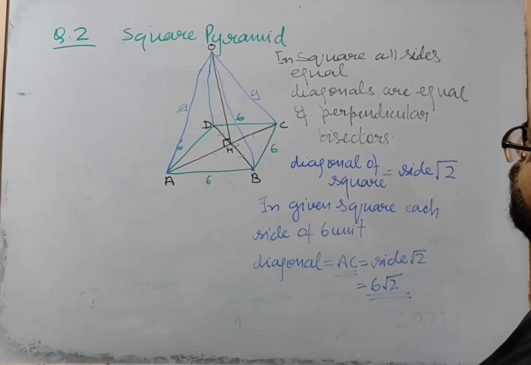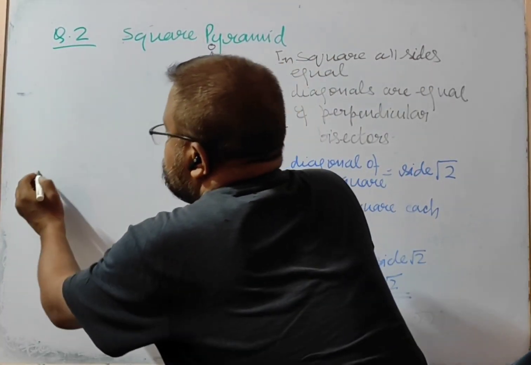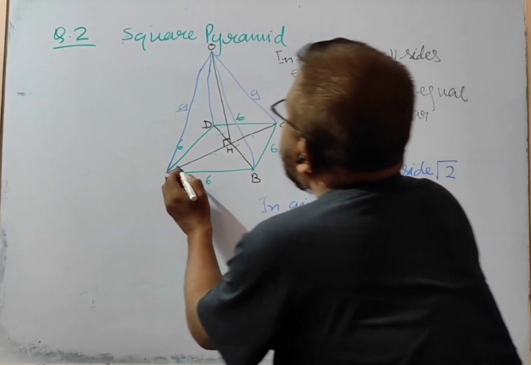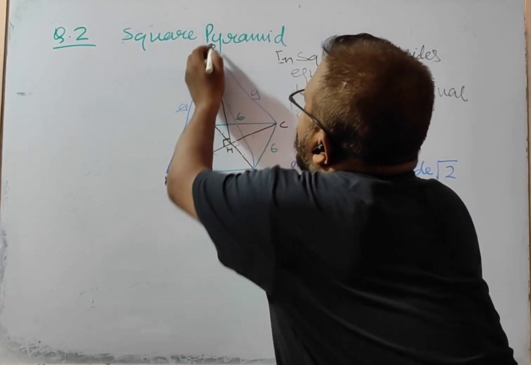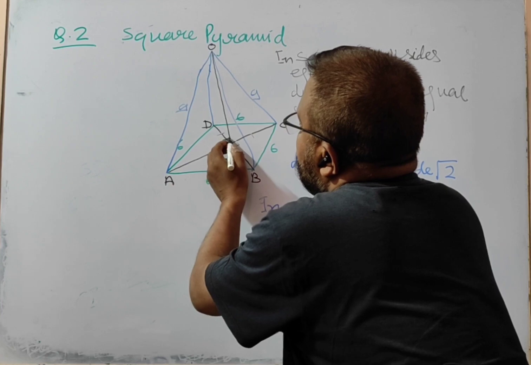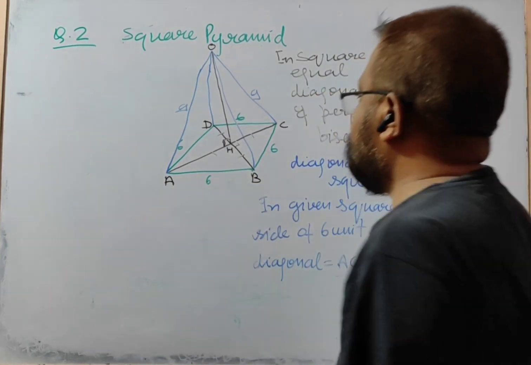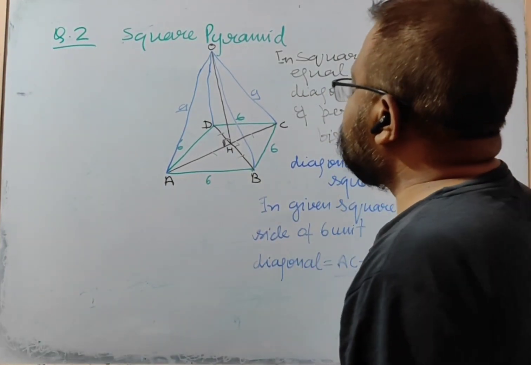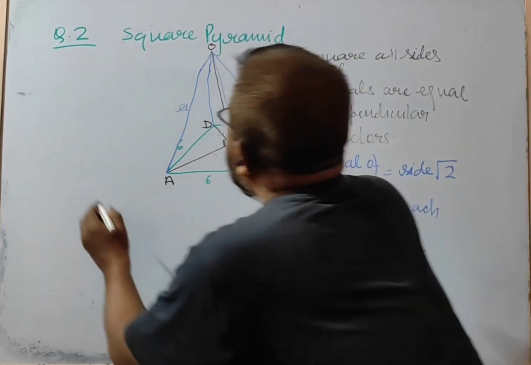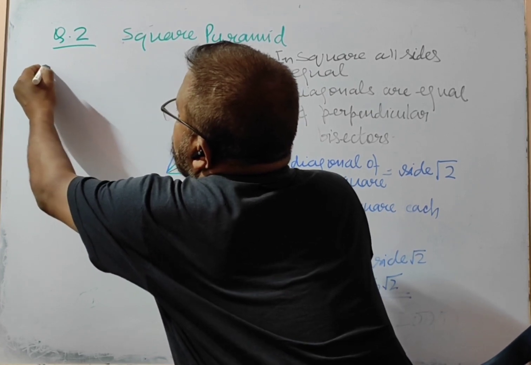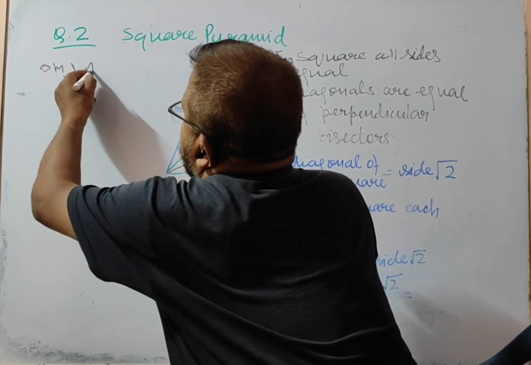Yes. Then find the length of OH. So for OH, we have a triangle like this. AHO is a right angle triangle. Here it is a right angle. OH is perpendicular to AH, right?